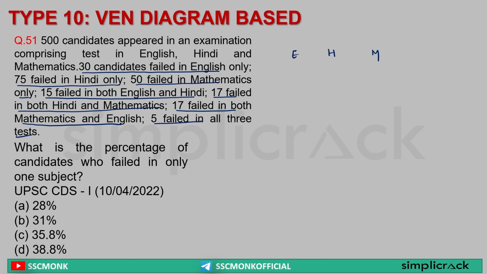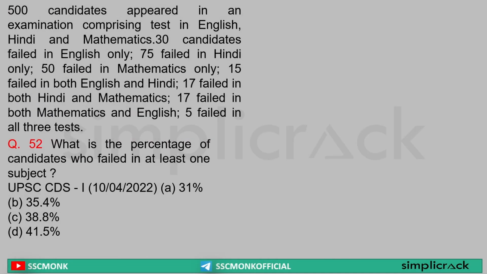Now, only one means only these students, yes or no? That means 30 plus 75 plus 50 out of 500 multiplied by 100%, the double zero crossed out. 30 plus 75 is 105, plus 50 is 155, divided by 5. 5 threes are 15, 5 ones are 5. So what is the percentage? 31%. Basic.